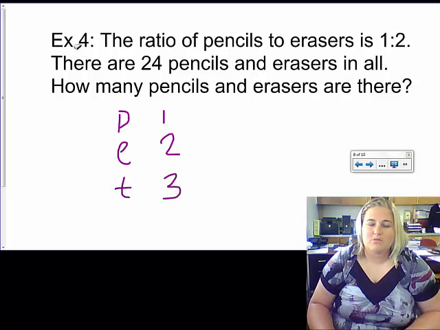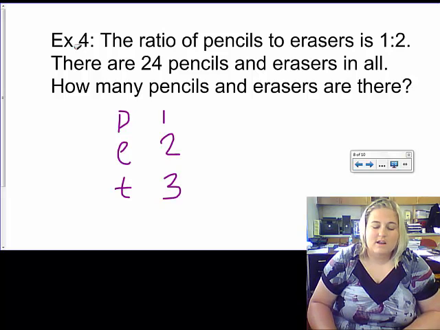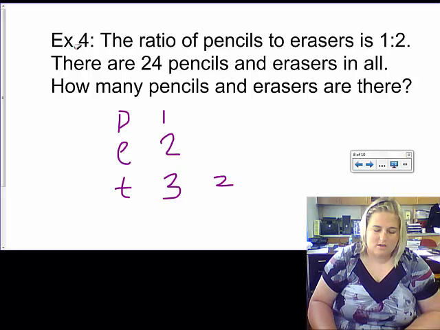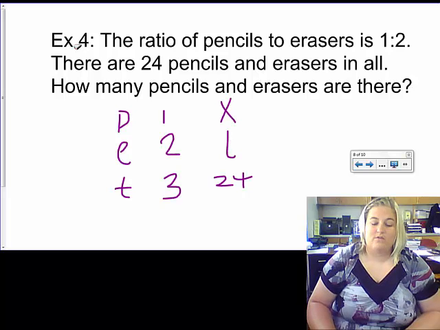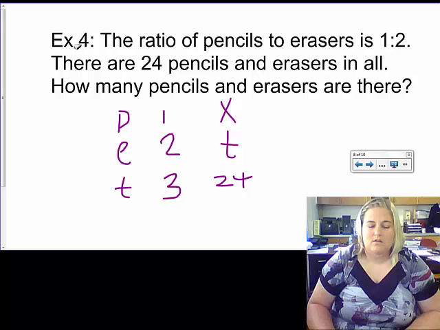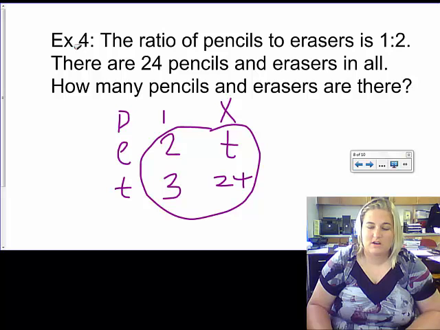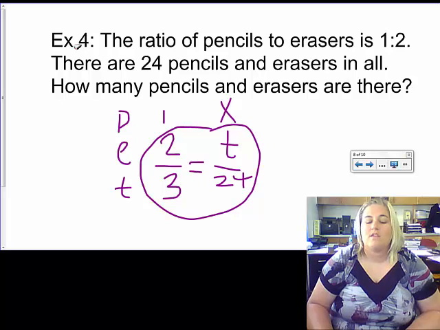And then we have that there are 24 pencils and erasers in all. So that means the total is 24. I don't know how many pencils or how many erasers there are right now, but using this information you should be able to set up a proportion to solve that. Set up this proportion right here. So I have 2/3 equals t over 24, and I want you to go ahead and solve that on your own. Once you find out how many erasers there are, then you need to find out how many pencils there are.